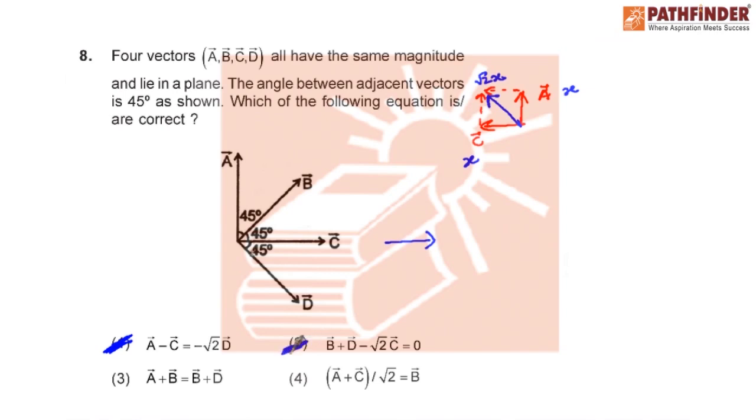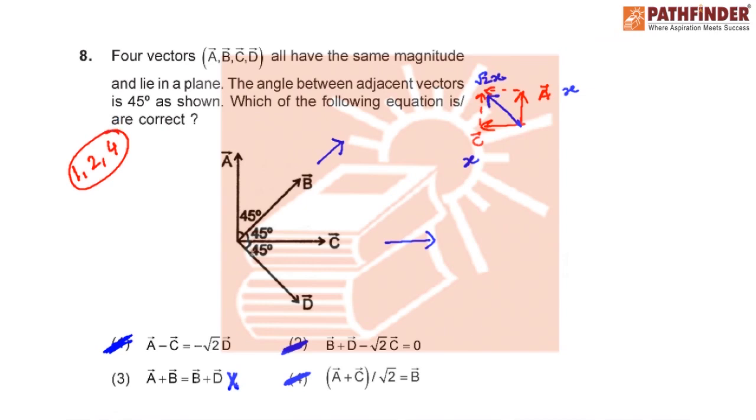A vector plus B vector is equal to B vector plus D vector. This implies A and D is same. This is incorrect. A and D are not equal vectors. A vector plus C vector is equal to root 2b, or divided by root 2 is equal to b. So if we add A and C, then the resultant is along B, and if we divide it, then it is also correct. So we can say that for question number 8, options 1, 2 and 4 are correct alternatives.